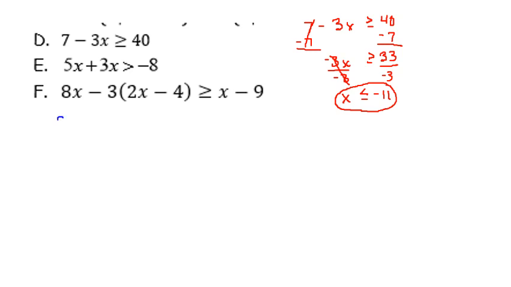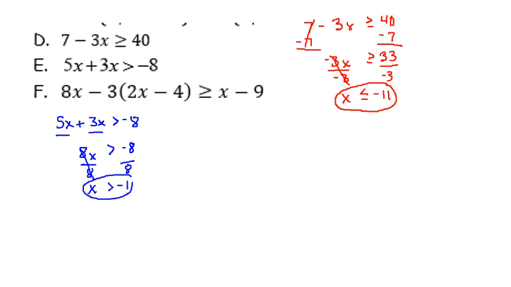E, we've got 5x plus 3x is greater than negative 8. So we combine our like terms. So 5x plus 3x, remember we do what it says, that gives us 8x is greater than negative 8. Divide by 8 on both sides, and x is greater than negative 1. There's your answer for letter E.